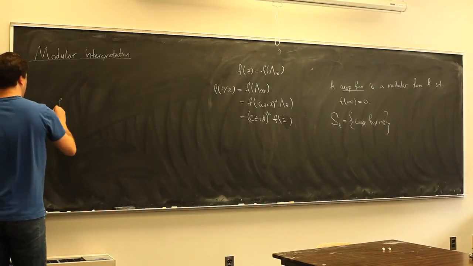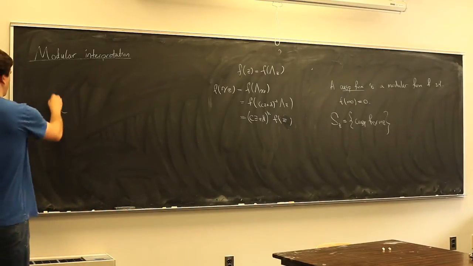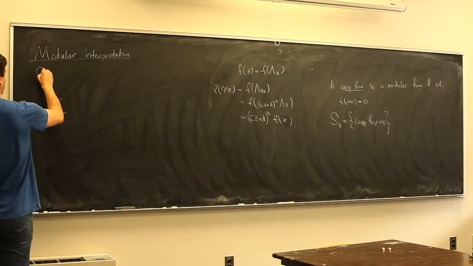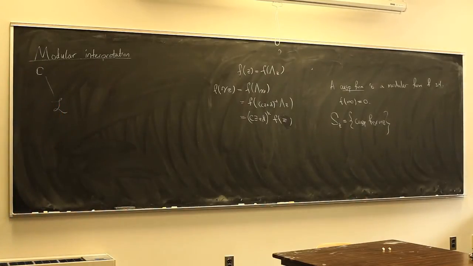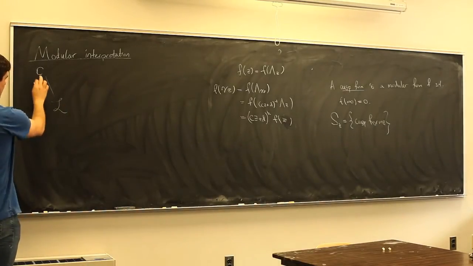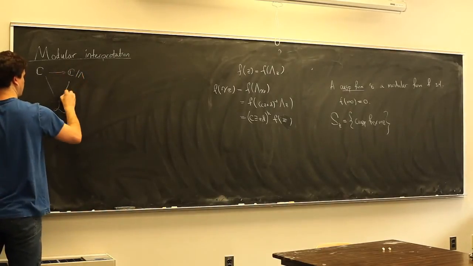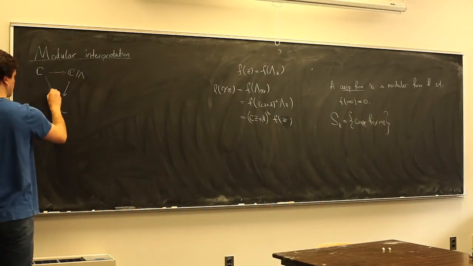All right, so we have this space of lattices L. And over this, you can think of the trivial vector bundle C, so this is just C times L. Now each point in here is by definition a lattice in C, so you can form the quotient. So you get this family of elliptic curves. The fiber over lambda is C mod lambda.